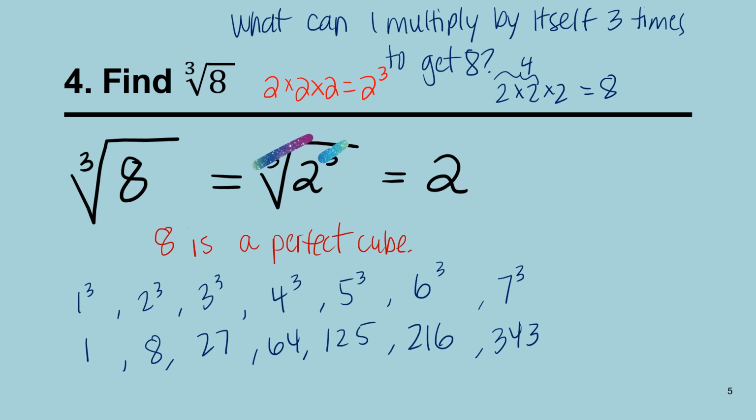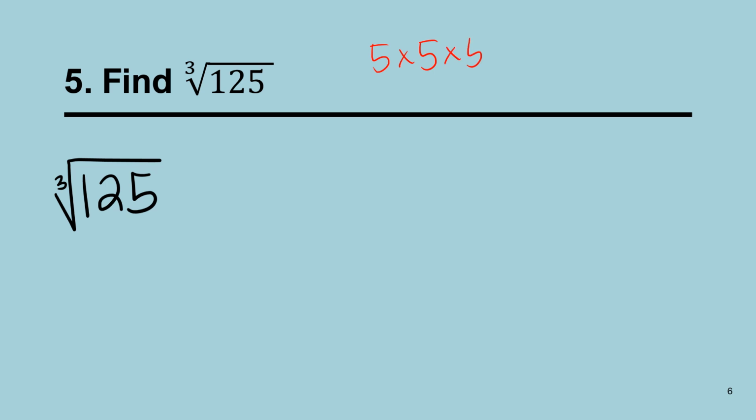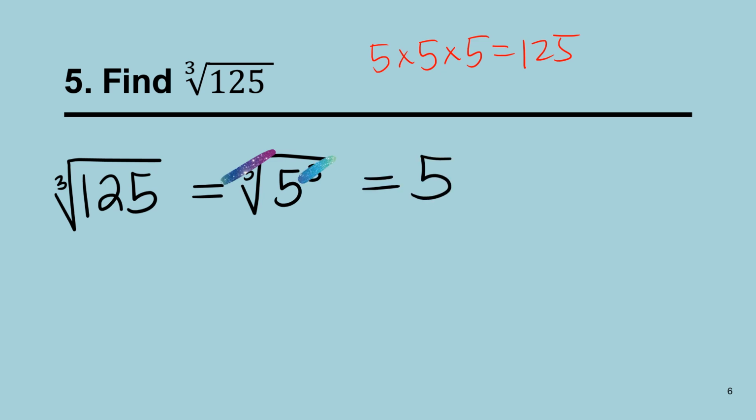Let's look at one more example. This one says find the cube root of 125. We just saw that number, so that should look familiar. We know that 125 is the same thing as 5 times 5 times 5. So we can rewrite 125 as 5 cubed. And remember, when our index matches our exponent, they're going to cancel each other out. So cancel, cancel. That's left with 5. So 125 is also a perfect cube.